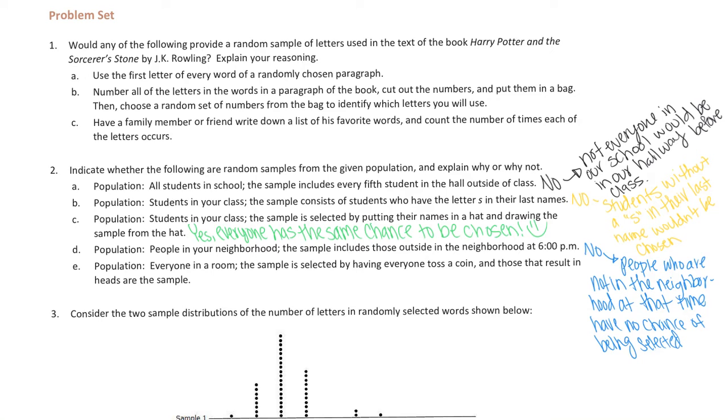All right, and then our last one for number 2. The population is everyone in a room. The sample is selected by having everyone toss a coin, and those that result in heads are the sample. And that response would be yes, because everyone would have the same chance to be chosen.